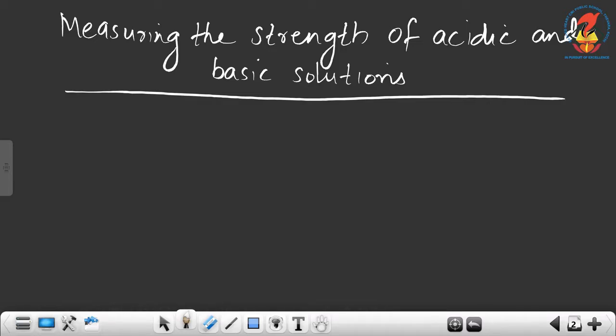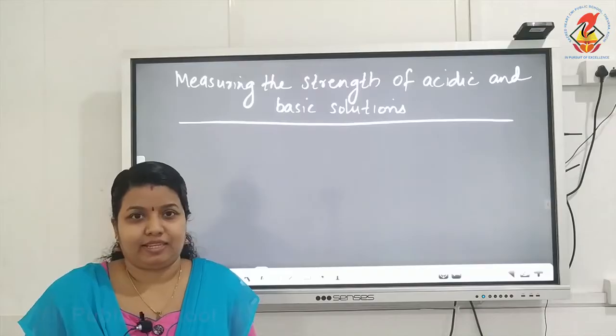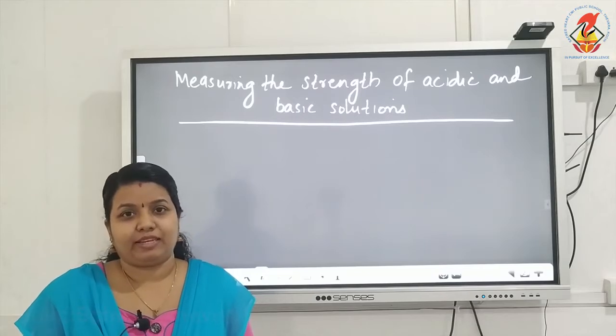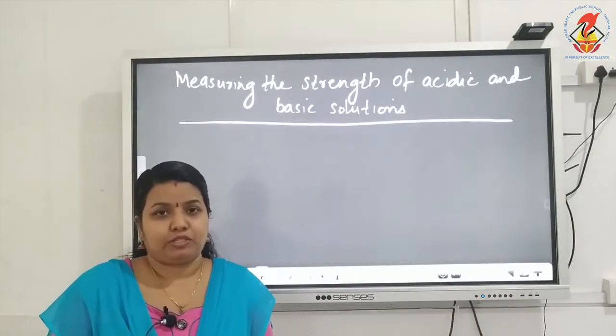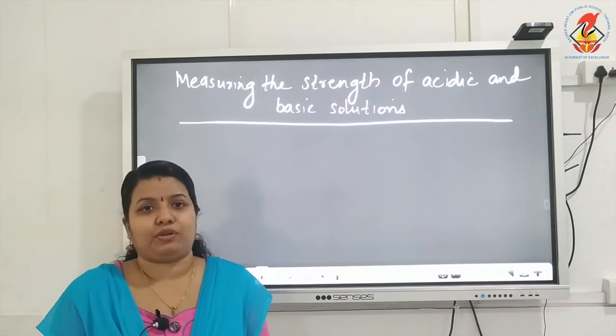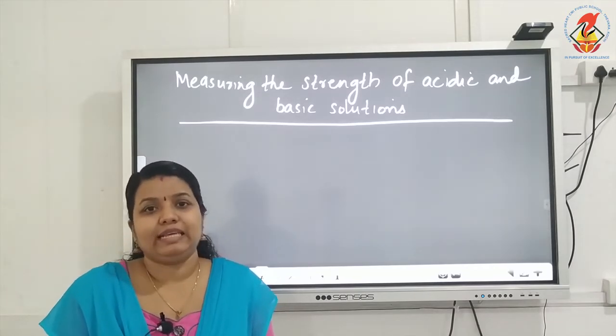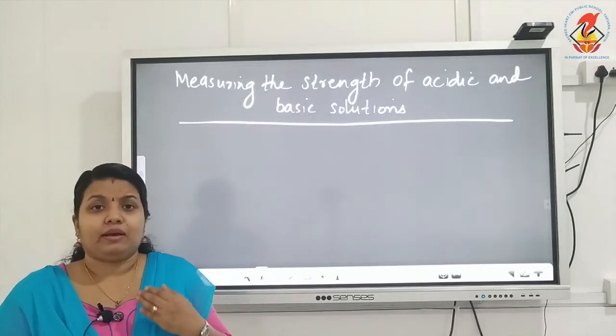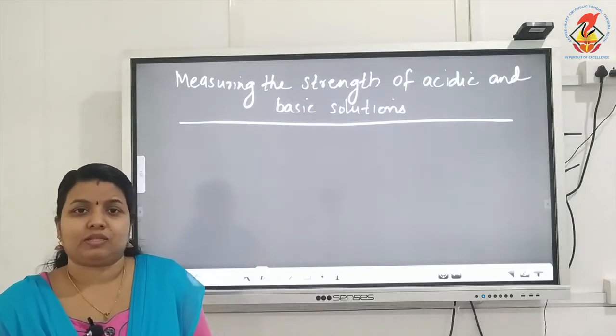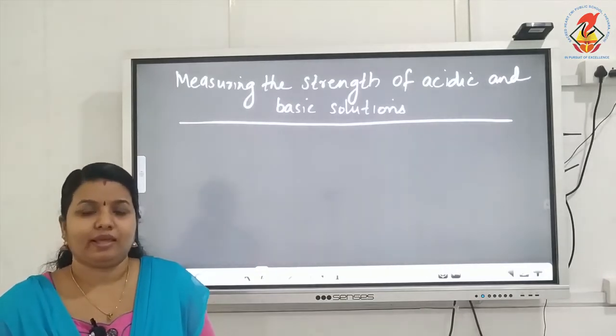In the beginning of the chapter we discussed different types of indicators like litmus, phenolphthalein, methyl orange, etc. What is the function of those indicators? They help us to determine whether the given solution is acidic or basic. By color change they tell us whether the solution given to you is an acid or a base.